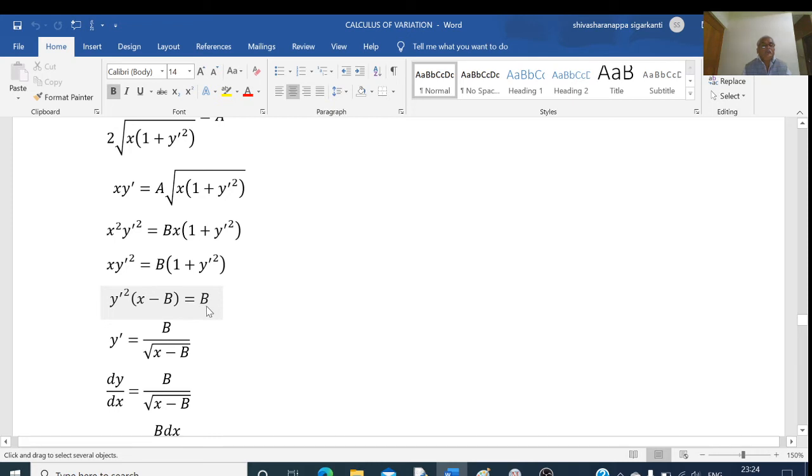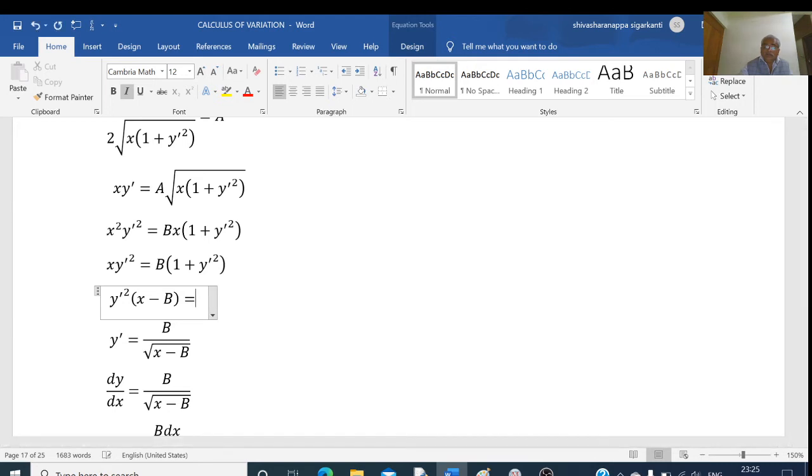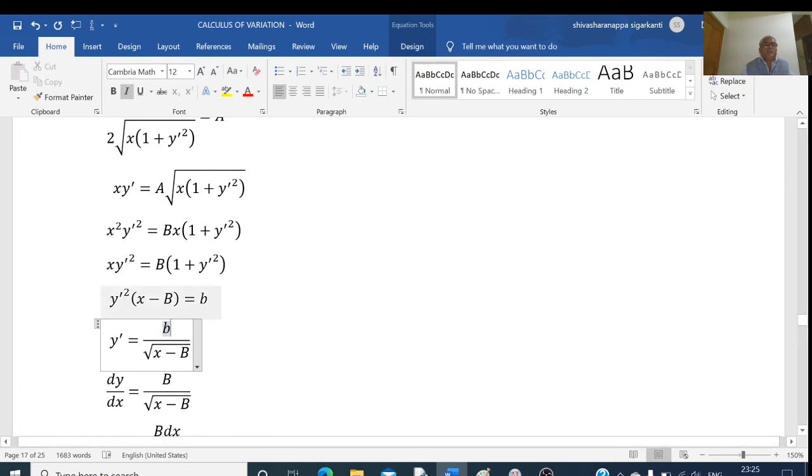to b divided by, taking the square root here, I will write the b as something small b. Okay, I will make this as small b. So that is, I am taking the square root. It is again a constant quantity.